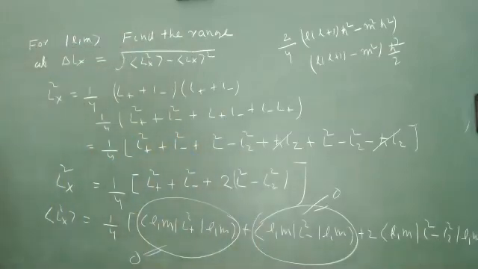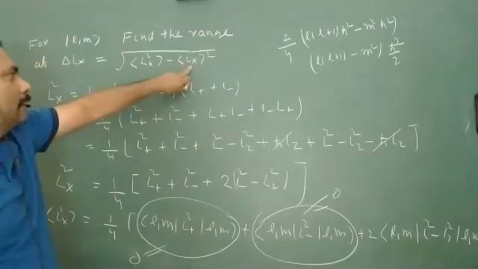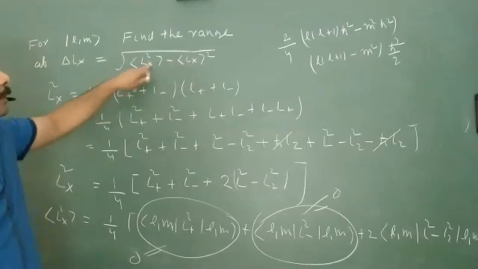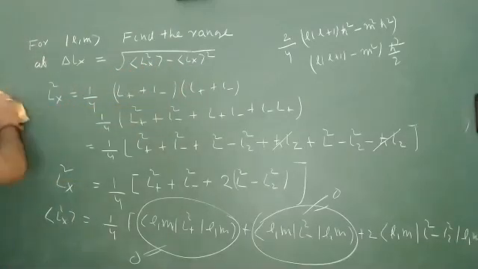So this is the whole thing about Lx square. But my question is different. What I want is to know what will be the range of Lx square for a given value of L. L is fixed. So first we will calculate what is delta Lx. The expectation value of Lx is 0. So we just have to put it here. So up to that, it's clear.